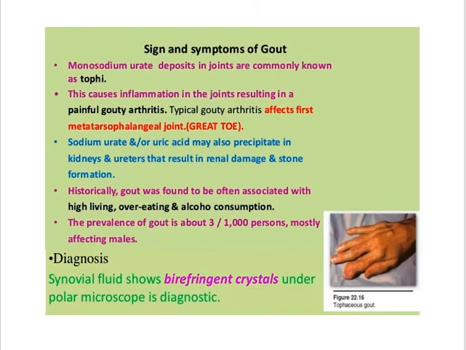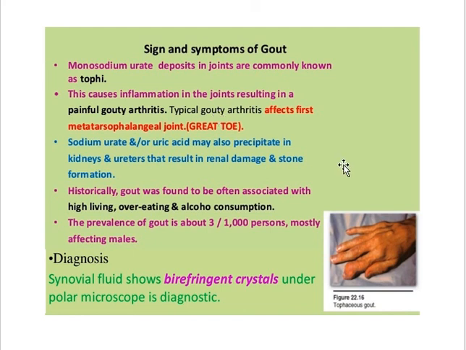Now the signs and symptoms of gout. The monosodium urate crystals are deposited in and around the joints, and these deposits are commonly known as tophi. This accumulation of monosodium urate crystals in the joints results in inflammation of the joints and pain in the joints, that results in painful gouty arthritis.